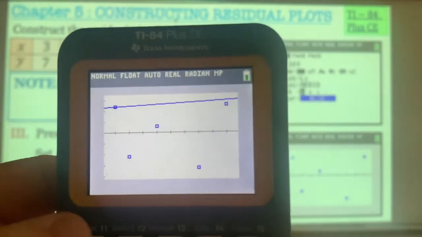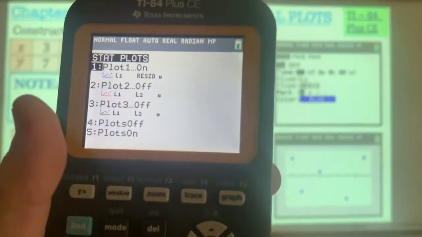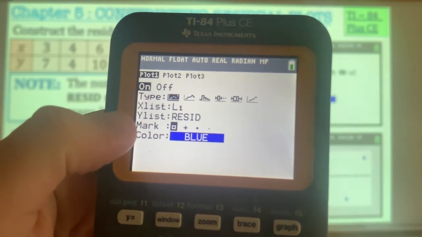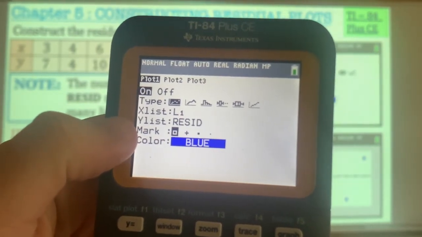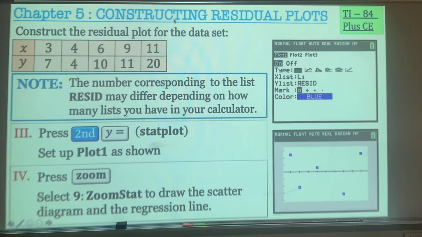Okay, so the key here is in Y equals, second Y under stat plot, you have to hit enter here. I forgot to hit enter. And then for the Y list, you turn this into resid. All right, and then that will give you a residual plot. Got it?